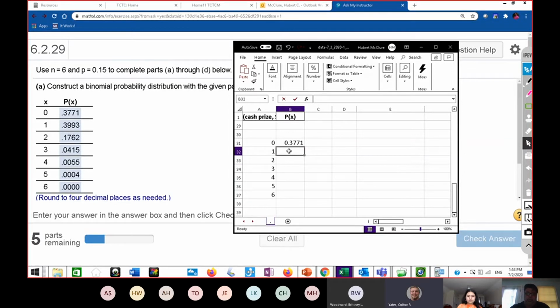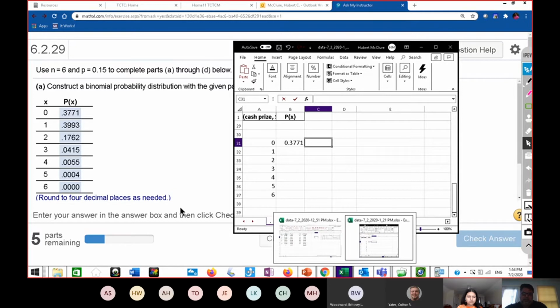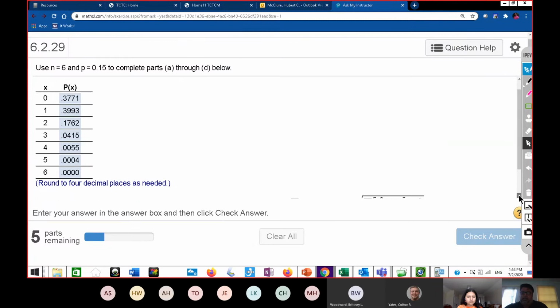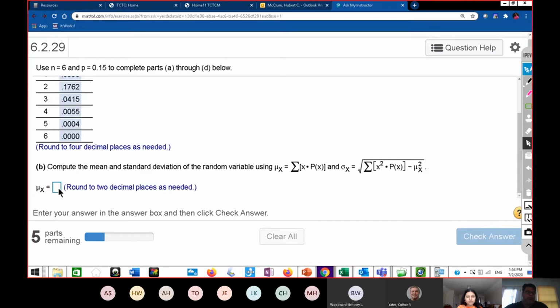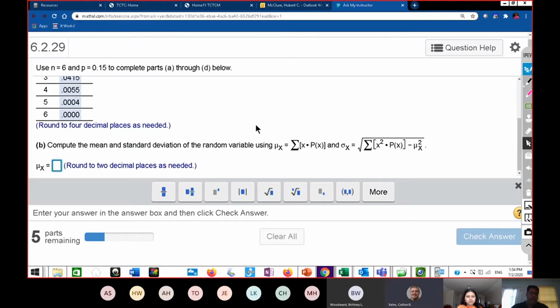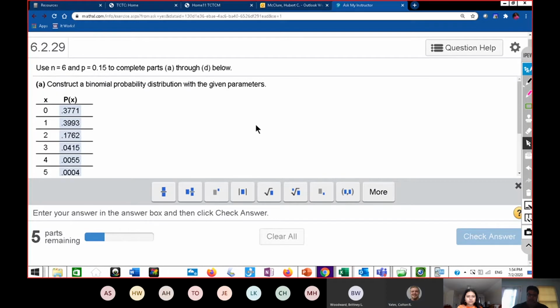It's not working. It's not doing anything. I think it's freezing up. All right. I hope I can get this back. There. Okay. Give me the mean. It says round to 2 decimal places. What is it? I got 0.90. Come on.